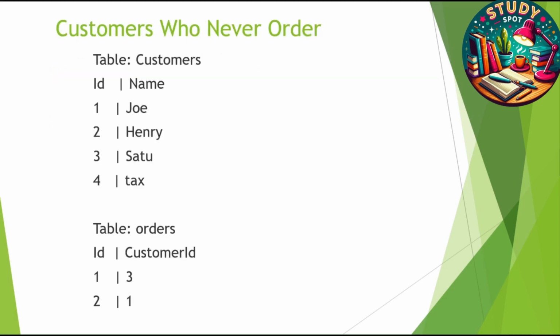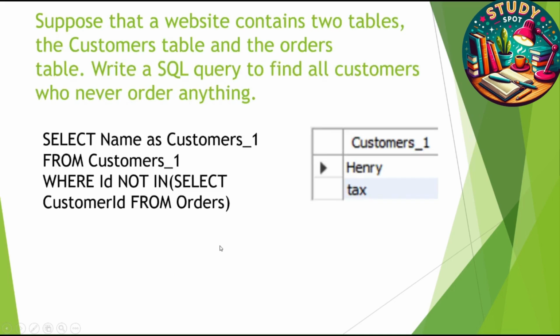And the next question is customers who never ordered. Here is the customers table and here is the orders table. Customers table having customer ID and name and the orders table having order ID and customer ID. Suppose that a website contains two tables, the customers table and the orders table. Write a SQL query to find all the customers who never order anything.